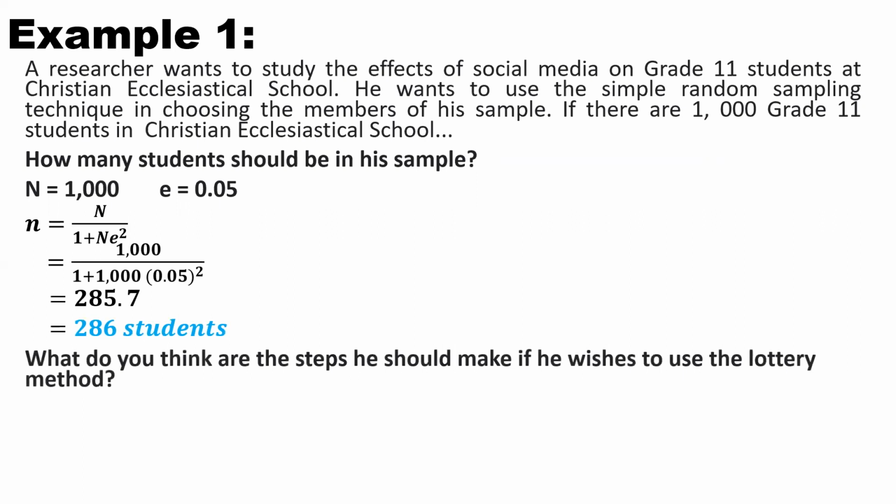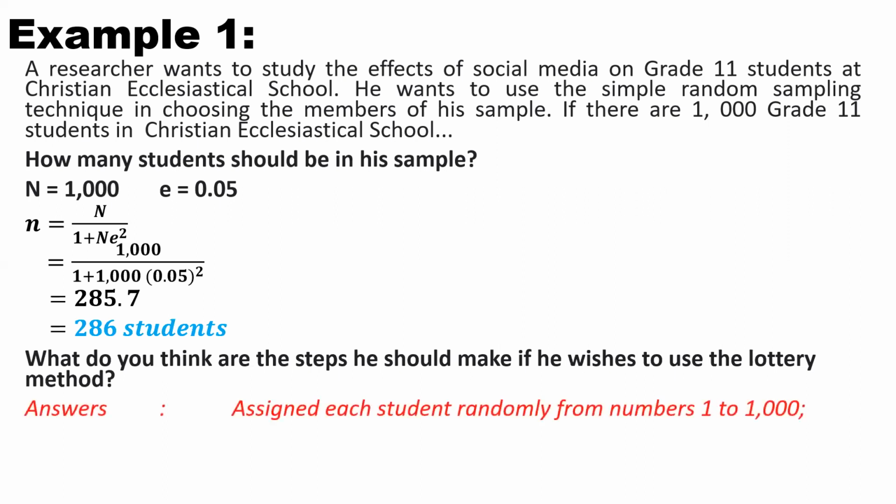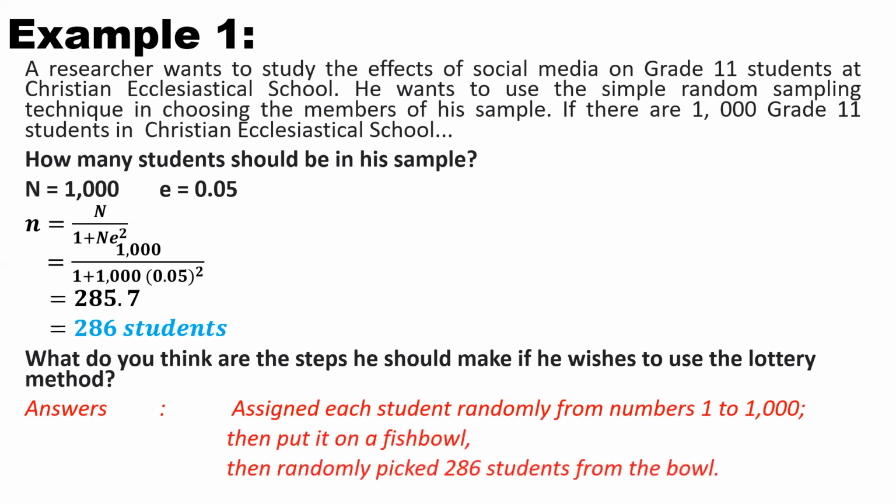So what do you think are the steps you should take if you wish to use the lottery method? So first, assign each student randomly a number from 1 to 1,000. Because we have a 1,000 population, 1 to 1,000 dapat yung ilalagay natin number. Next, put them in a fishbowl. Then randomly pick 286 students. Okay, this is the simple random sample.